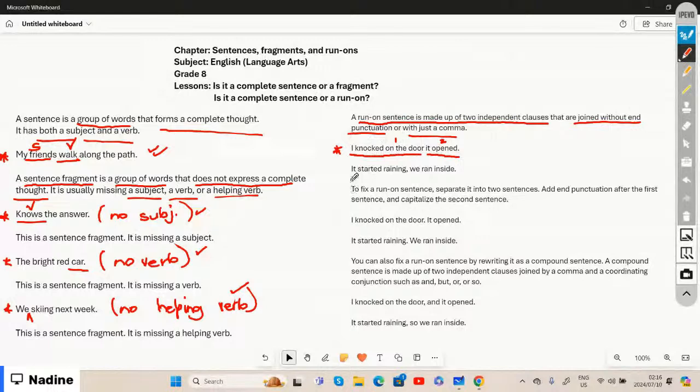Then the next one is, it started raining. There we have the one. We ran inside. That is the second sentence. And that is joined by a comma. But we are going to fix our run-on sentence by adding our end punctuation mark to both of those sentences.